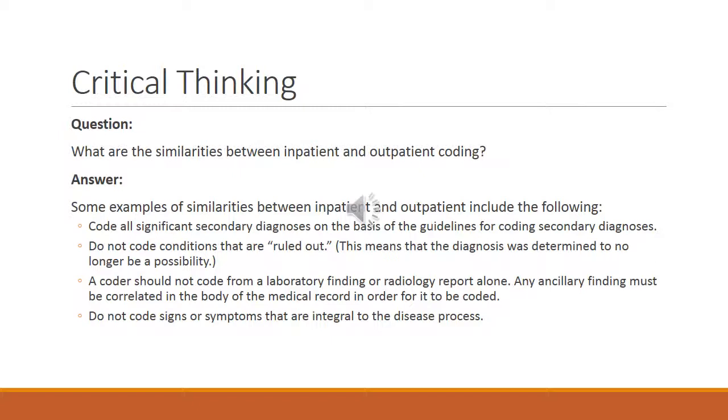Code all significant secondary diagnoses on the basis of the guidelines for coding secondary diagnoses. Do not code conditions that are ruled out. This means that the diagnosis was determined to be no longer a possibility. A coder should not code from a laboratory finding or radiology report alone. Any ancillary finding must be correlated in the body of the medical record in order for it to be coded. Do not code signs or symptoms that are integral to the disease process.